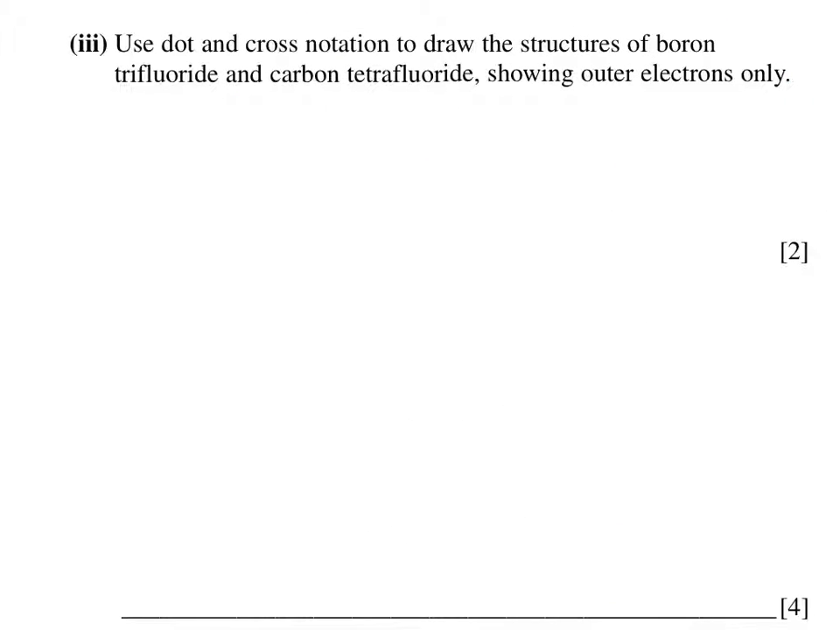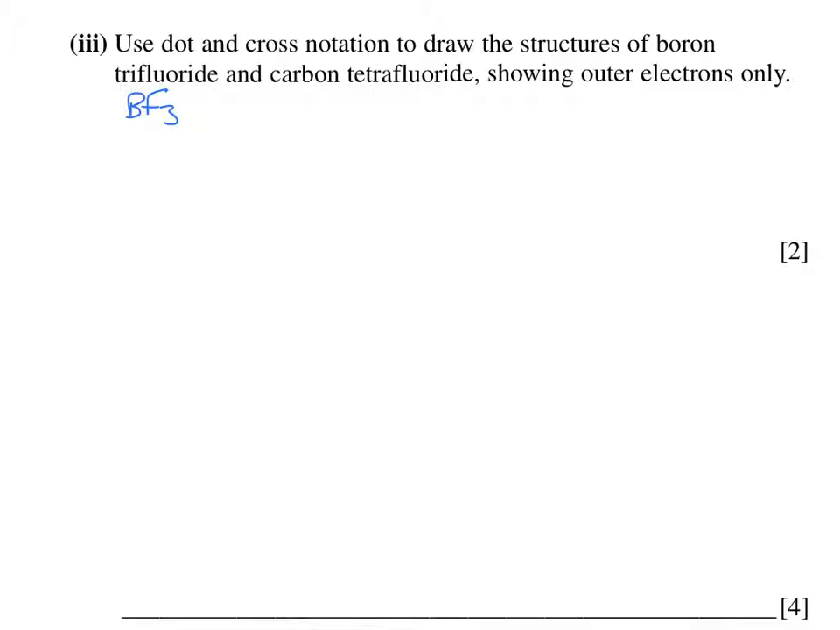Let's move on to part 3 now, and it asks us to use a dot and cross notation to draw the structure of boron trifluoride and carbon tetrafluoride. So it might help to write the formula of these compounds at the top, so BF3. And we need to think about what our central atom is. In this case it's going to be boron.